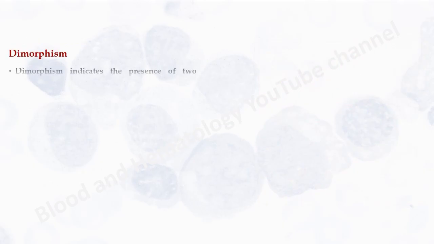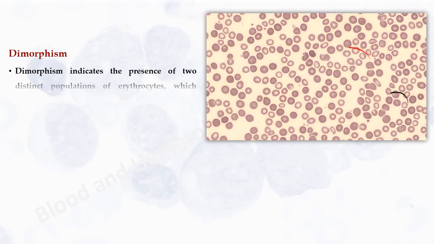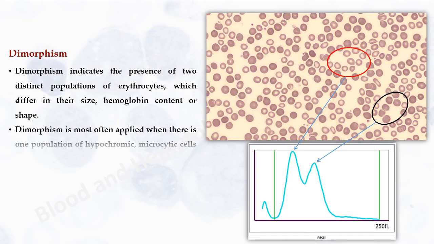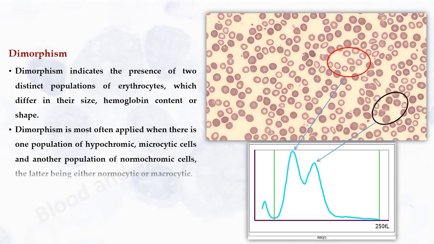Dimorphism indicates the presence of two distinct populations of erythrocytes, which differ in their size, hemoglobin content, or shape. Dimorphism is most often applied when there is one population of hypochromic, microcytic cells and another population of normochromic cells, the latter being either normocytic or macrocytic.